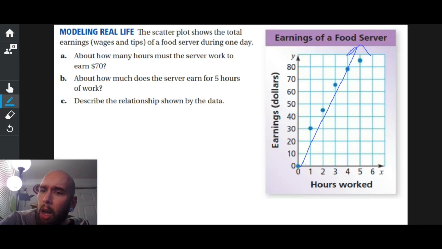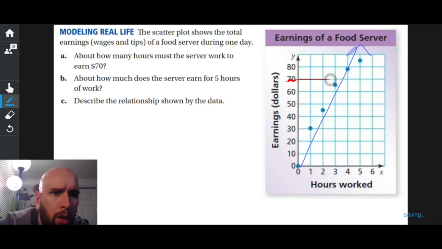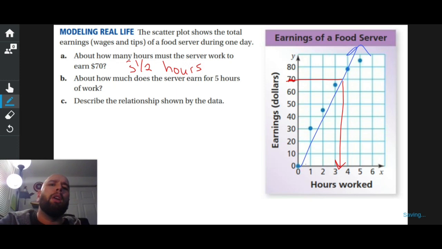That makes sense. About how many hours must the server work to earn $70? All right, well, 70 is here. So maybe I'd say around 3.5 hours. So we'll say 3.5 hours. The key word is about, which means you're not looking for an exact answer, so don't expect an exact answer.